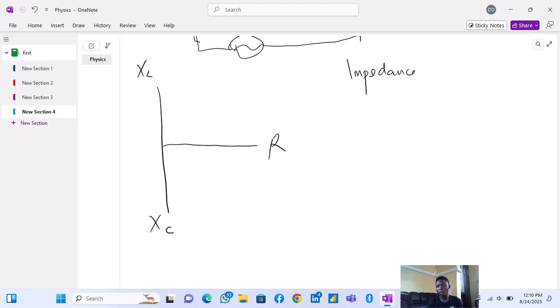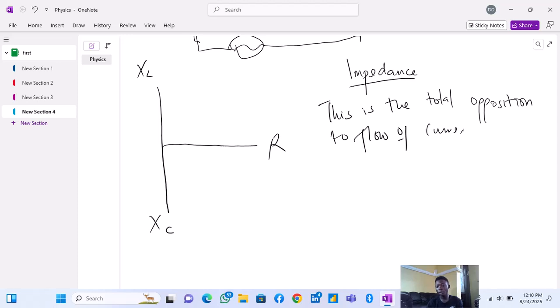So what is impedance? Impedance is the sum total opposition to flow of current offered by the various components together. Let me just put it that way.